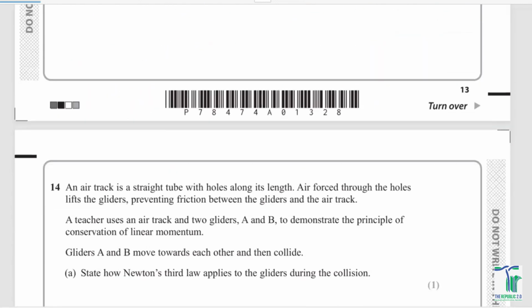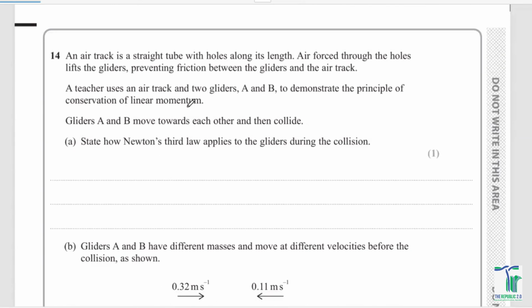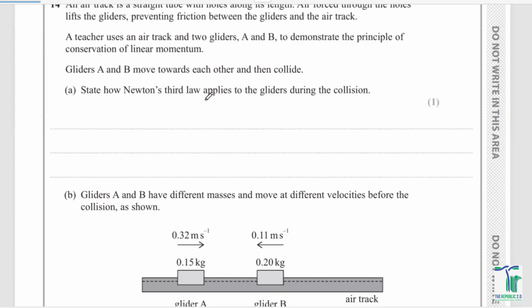Now we have got the next question, and that is question number 14. An air track is a straight tube with holes along its length. Air forced through the holes lifts the gliders, preventing friction between the gliders and the air track. A teacher uses an air track and two gliders A and B to demonstrate the principle of conservation of linear momentum. Gliders A and B move towards each other and then collide, right? And we need to state how Newton's third law applies to the gliders during the collision.